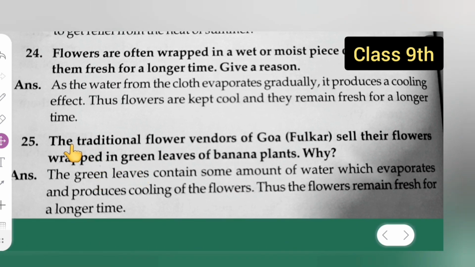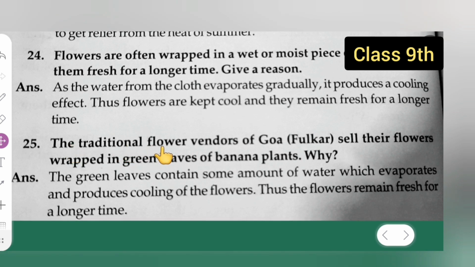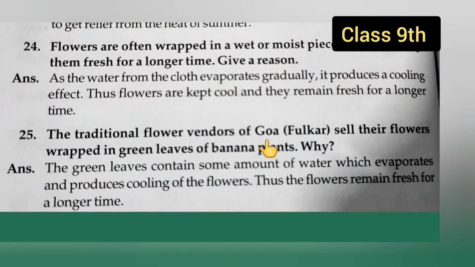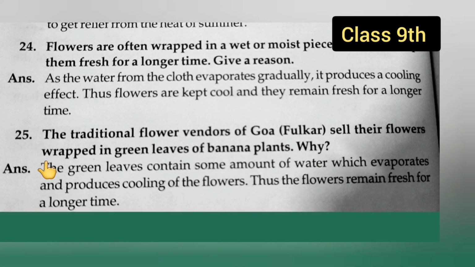Moving towards the next question, that is, the traditional flower vendors of Goa, Phulkar, sell their flowers wrapped in green leaves of the banana plant. Why? Answer is, the green leaves contain some amount of water which evaporates and produces cooling of the flowers. Thus, the flowers remain fresh for a longer time.